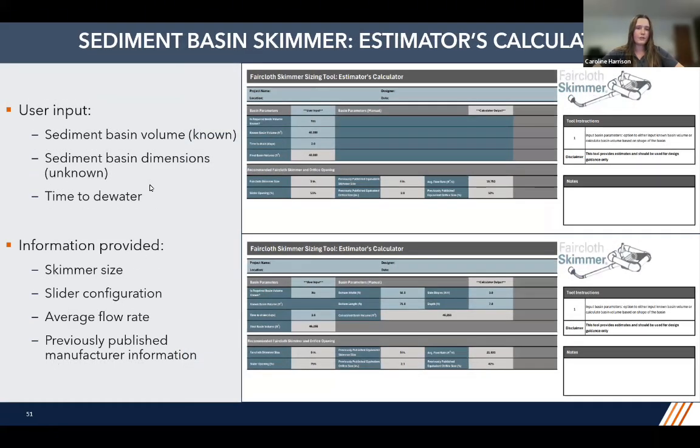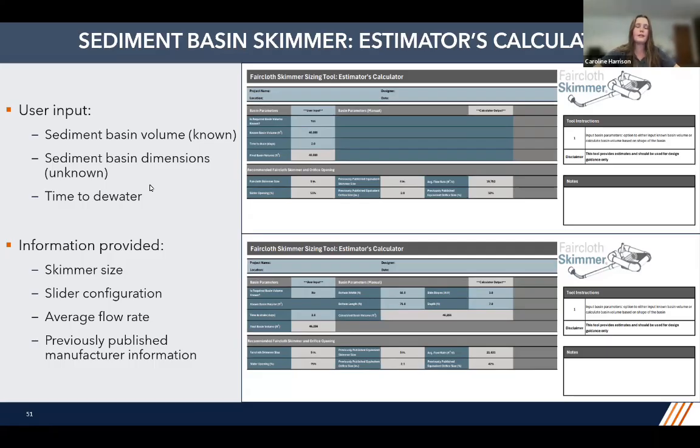So moving into the estimator's calculator, this is much simpler than the engineer's calculator, and it's also based on sediment basin volumes. The user has the option to input a known sediment basin volume, or they can calculate it if it is unknown. At the top interface that you can see, the user knows their sediment basin volume, whereas on the bottom interface, the user has the option to input parameters such as the bottom length, bottom width, the depth, as well as the side slopes, and the calculator will provide the basin volume.